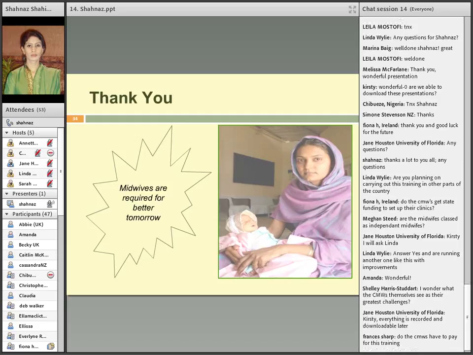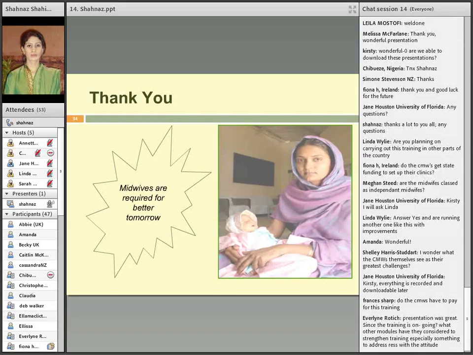The CMWs usually don't have to pay for this training, because they are completely trained and provided funds from the government. They don't have to pay, but once they are deployed in their respective communities, then they have to run their own business and set up and sustain their service.